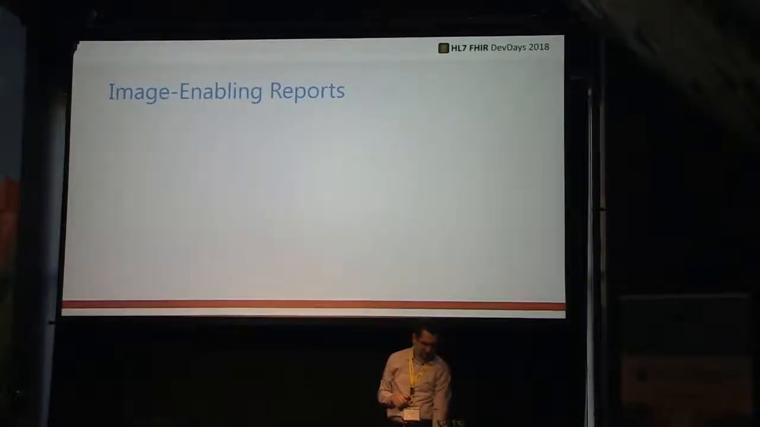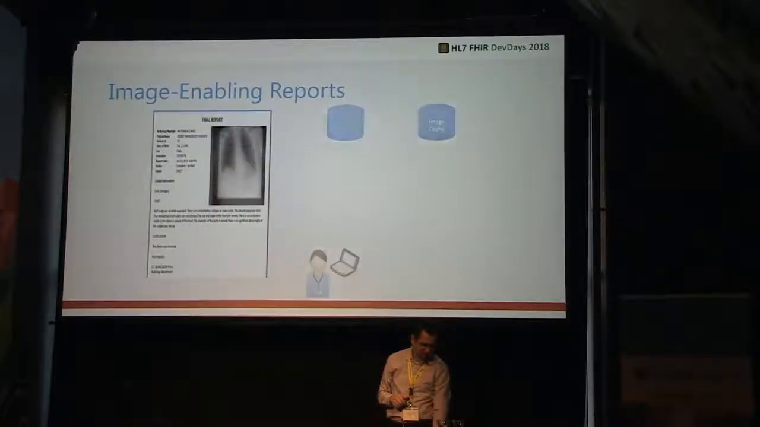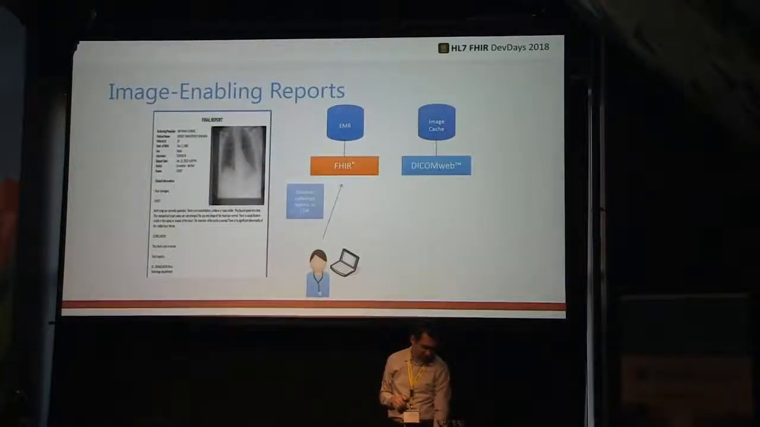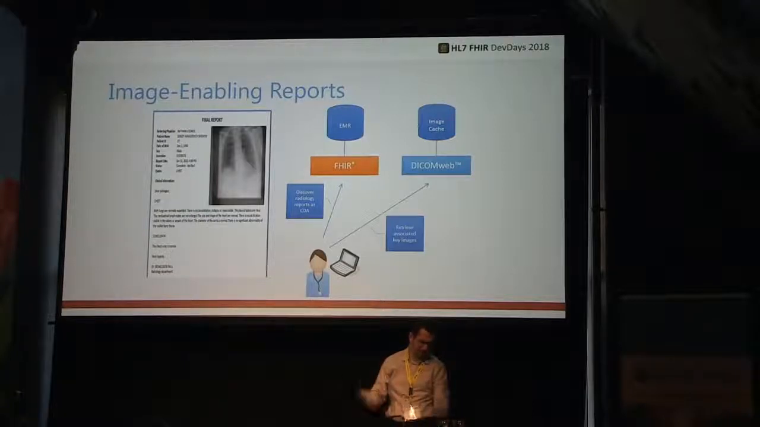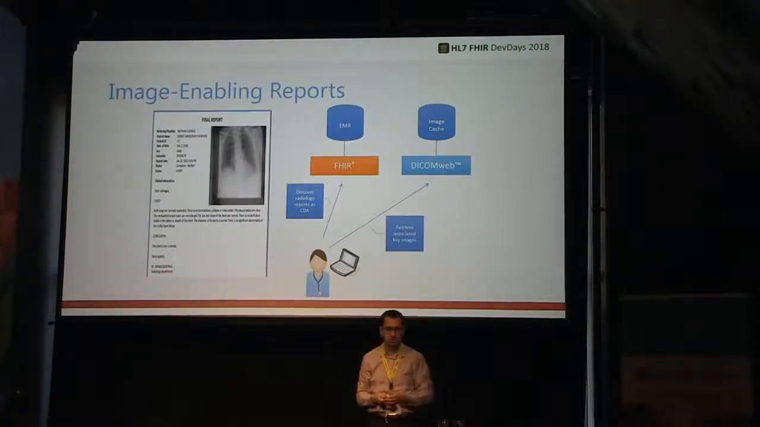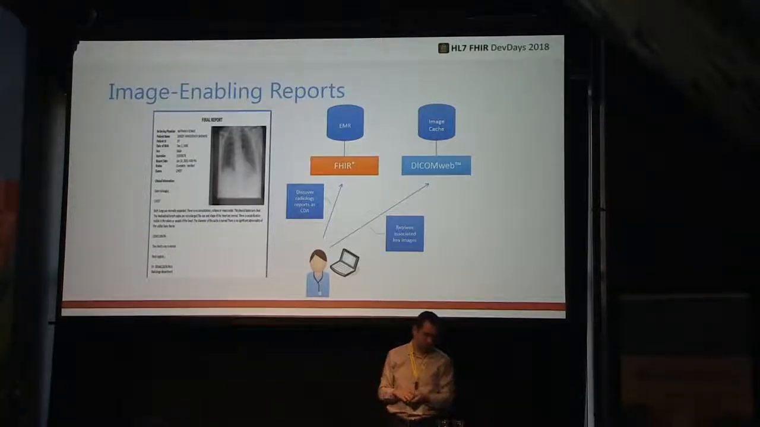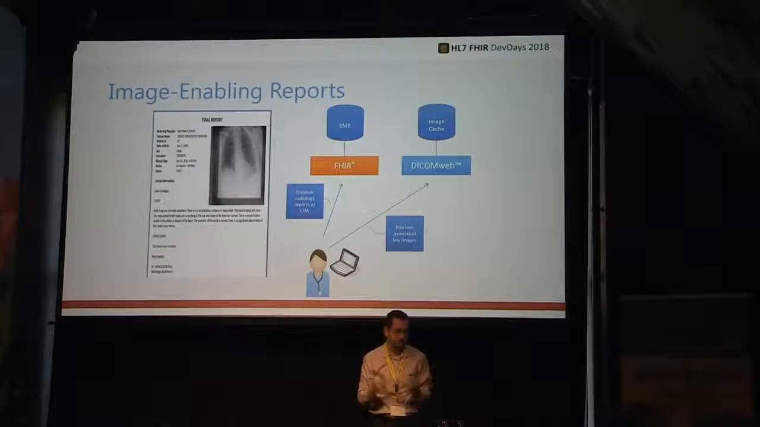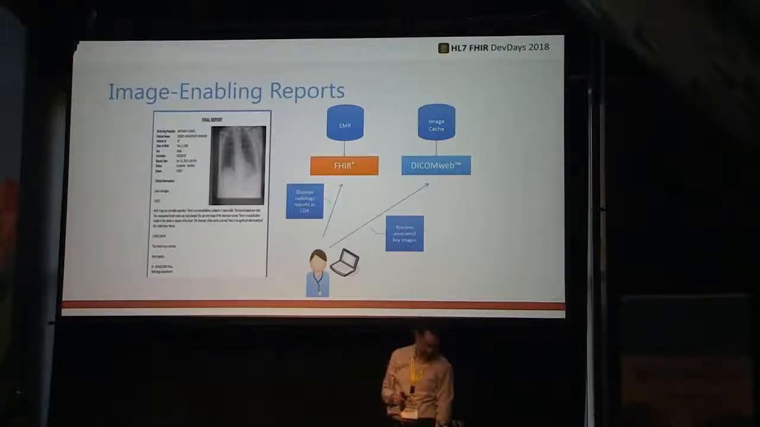Okay, we also talked about image enabling reports. Brad has a nice little nifty example here for you. I'll just load it up. So here you're talking to FHIR. You can just go and look up a report the patient has, and then you can ask DICOMweb, hey, give me some image, and you can manually embed that image into the report. And hopefully you have some really happy clinicians that will thank you, I'm sure.